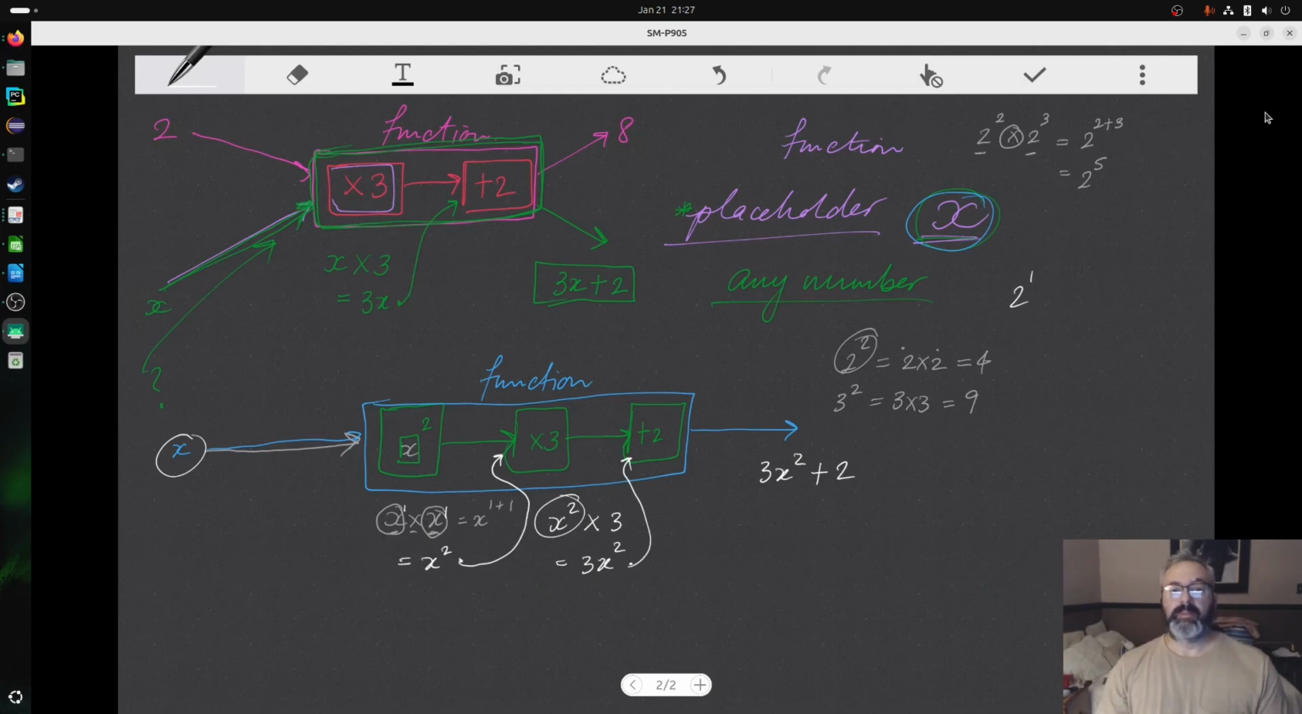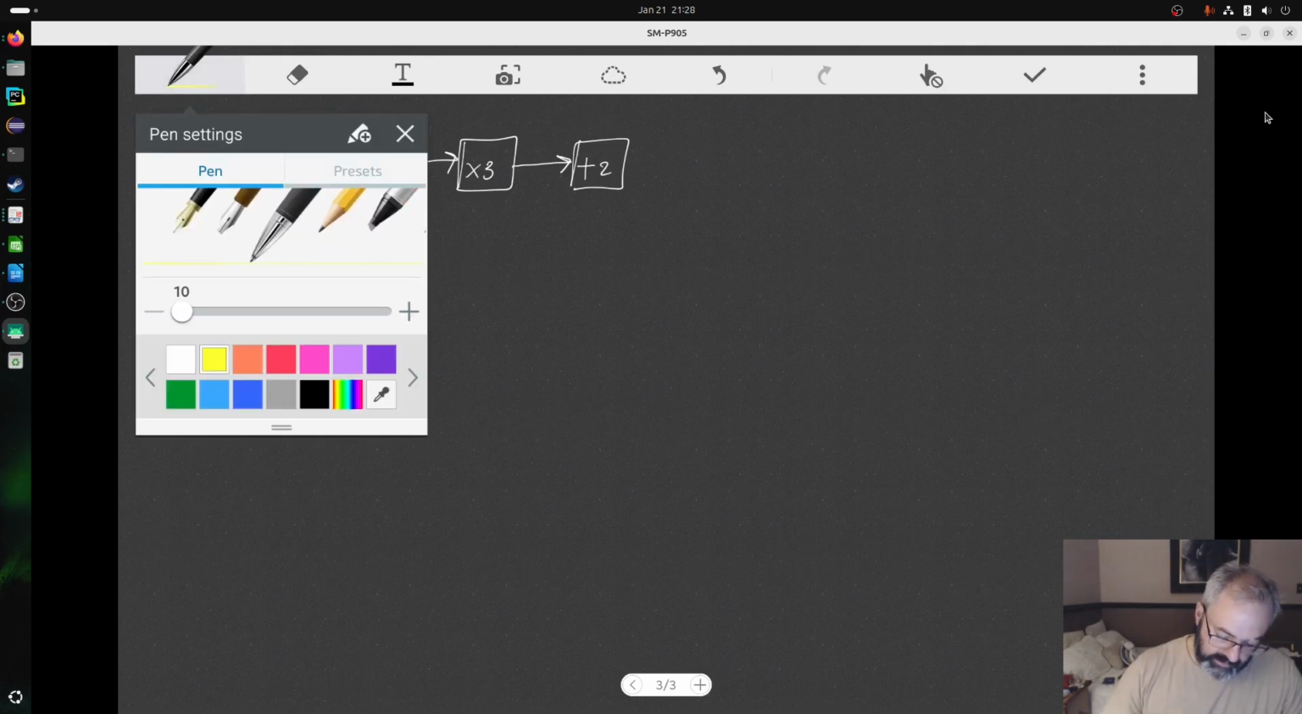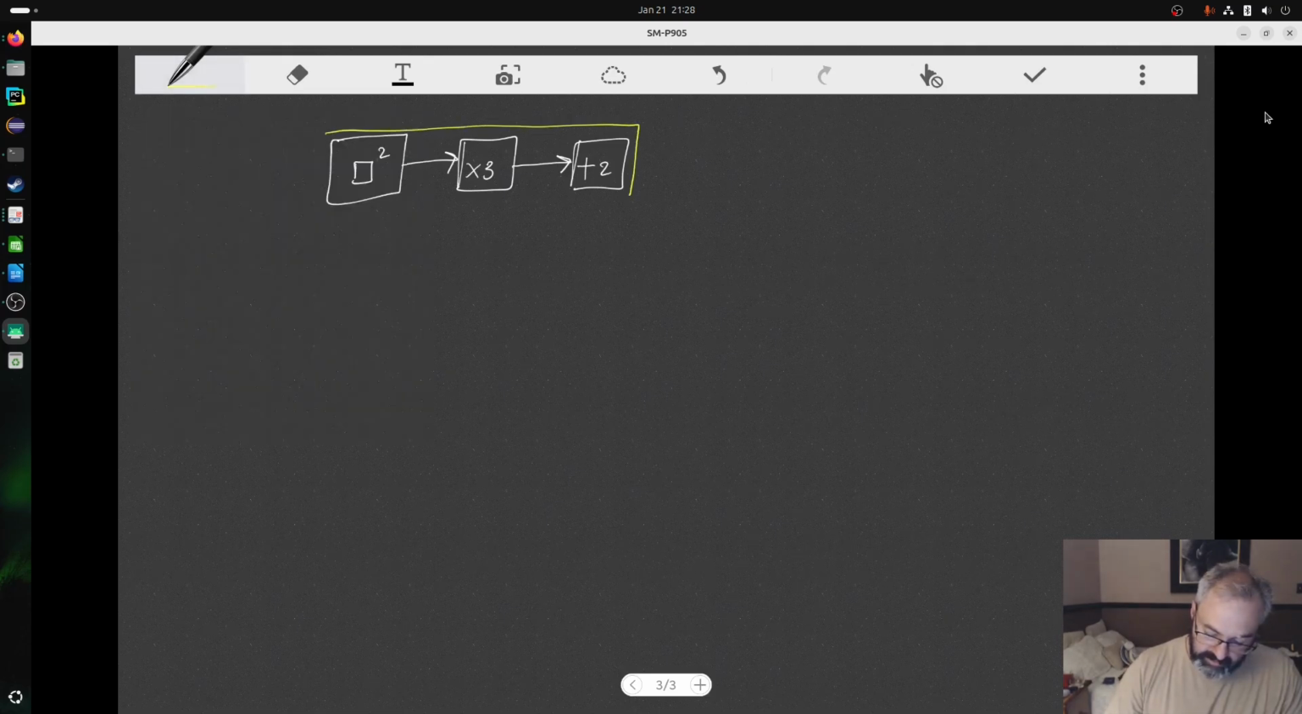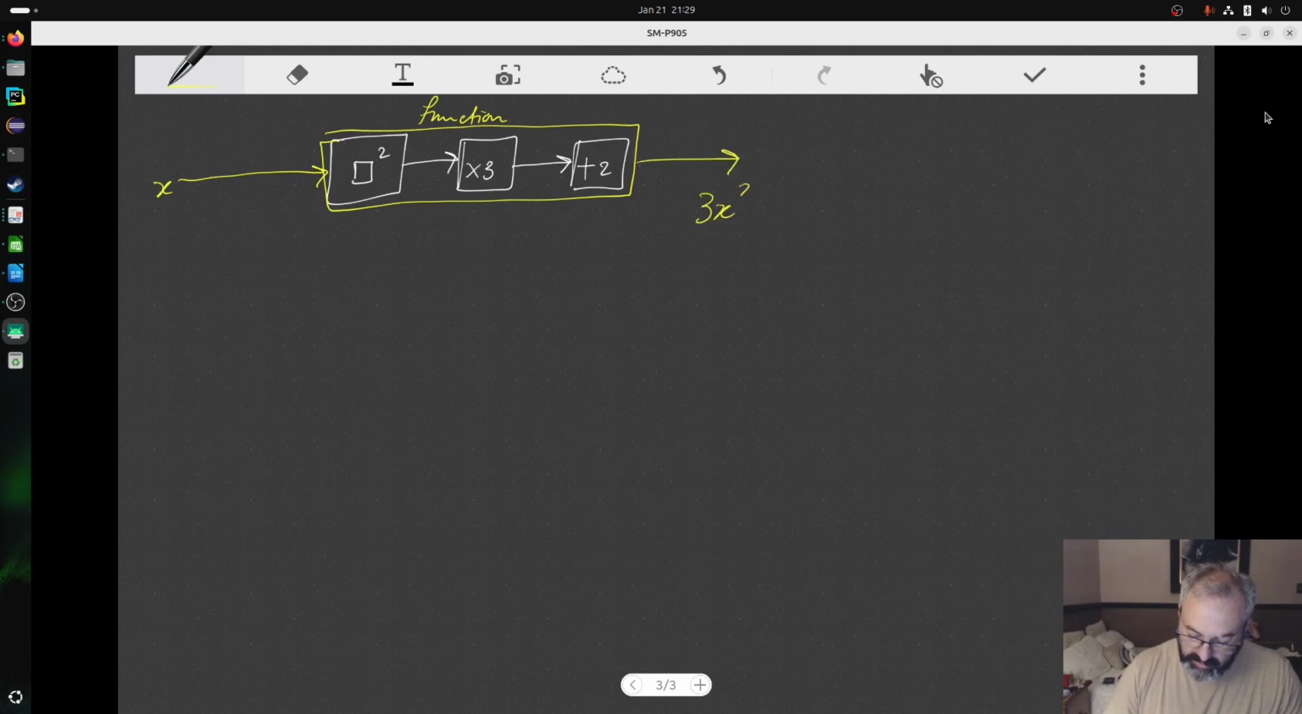Okay, so now let's move on. Remember now we had this. We had the function, and the first block was we squared whatever came into it. Then we multiplied by 3, and then we added 2. That's what we had. And this whole thing here, again, this is my function. And we said if we add x into my function, the output will be 3x squared plus 2.